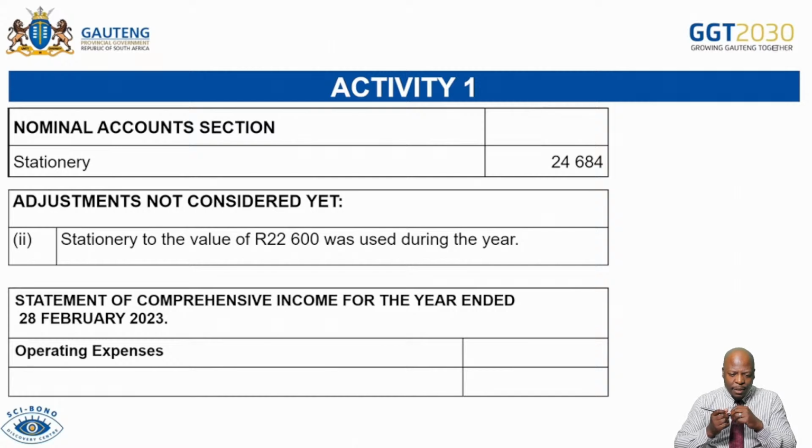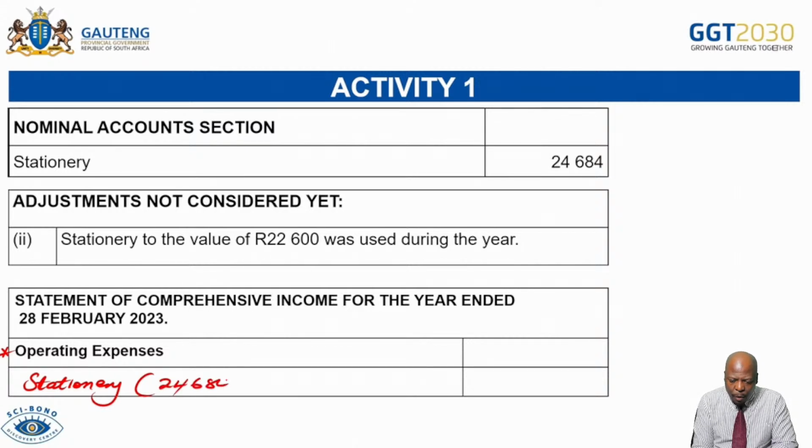It reads, stationery to the value of 22.6 was used. So I know that my stationery falls under my operating expenses down here. So I'm going to come here and open a bracket and say stationery. And here's my 24,684. This is from my list of balances under the nominal accounts. Then I am told stationery to the value of was used.